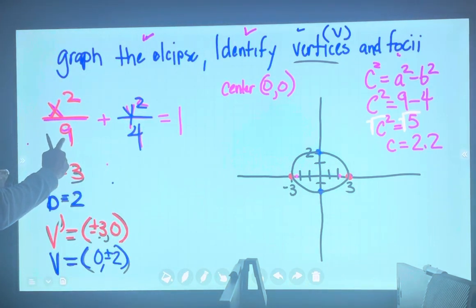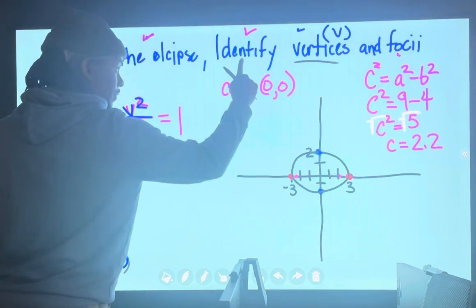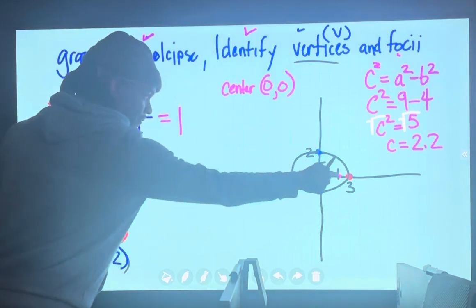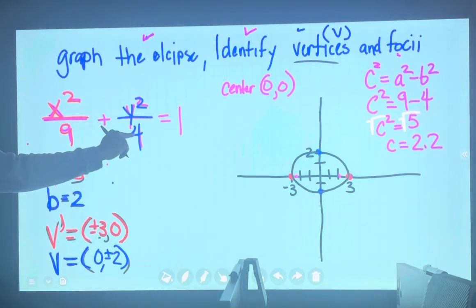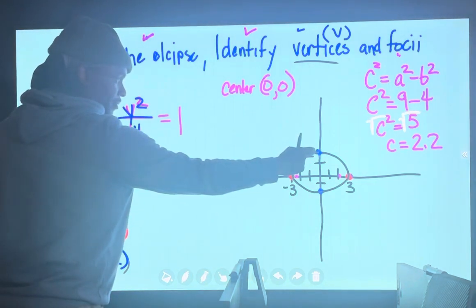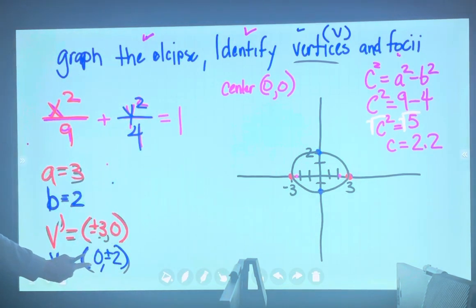If you unsquare A, which we did here, A squared unsquared became 3, so we know that our endpoints, or our vertices, are going to be at 3. Major vertices are going to be plus or minus 3, 0, because it falls on the x. The minor vertices, you see B squared was 4, making your B 2. Your minor vertices here are going to be 0, plus or minus 2. Easy money.